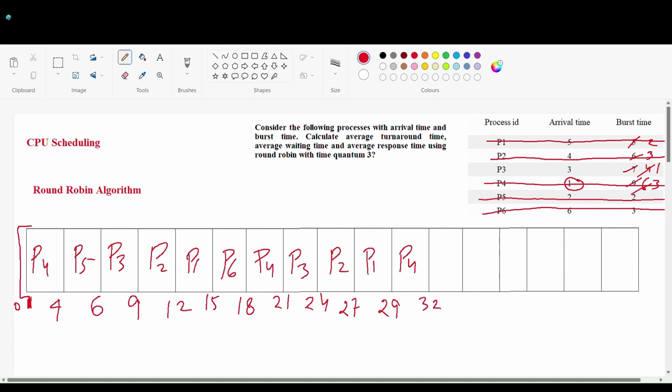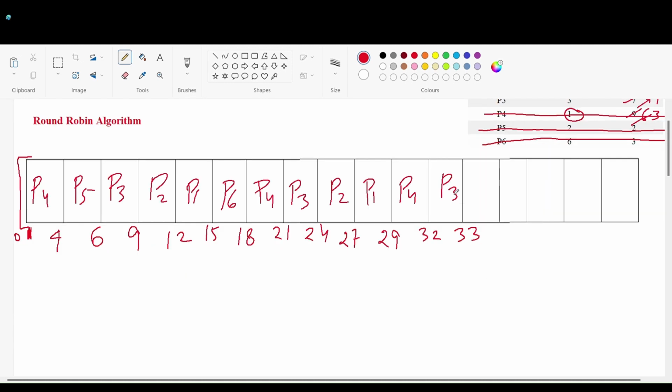Then P3 will start to execute and P3 will execute up to 33, right? So this is the whole process of the round robin algorithm. Now you have to calculate turnaround time. So first of all we will calculate the total turnaround time.